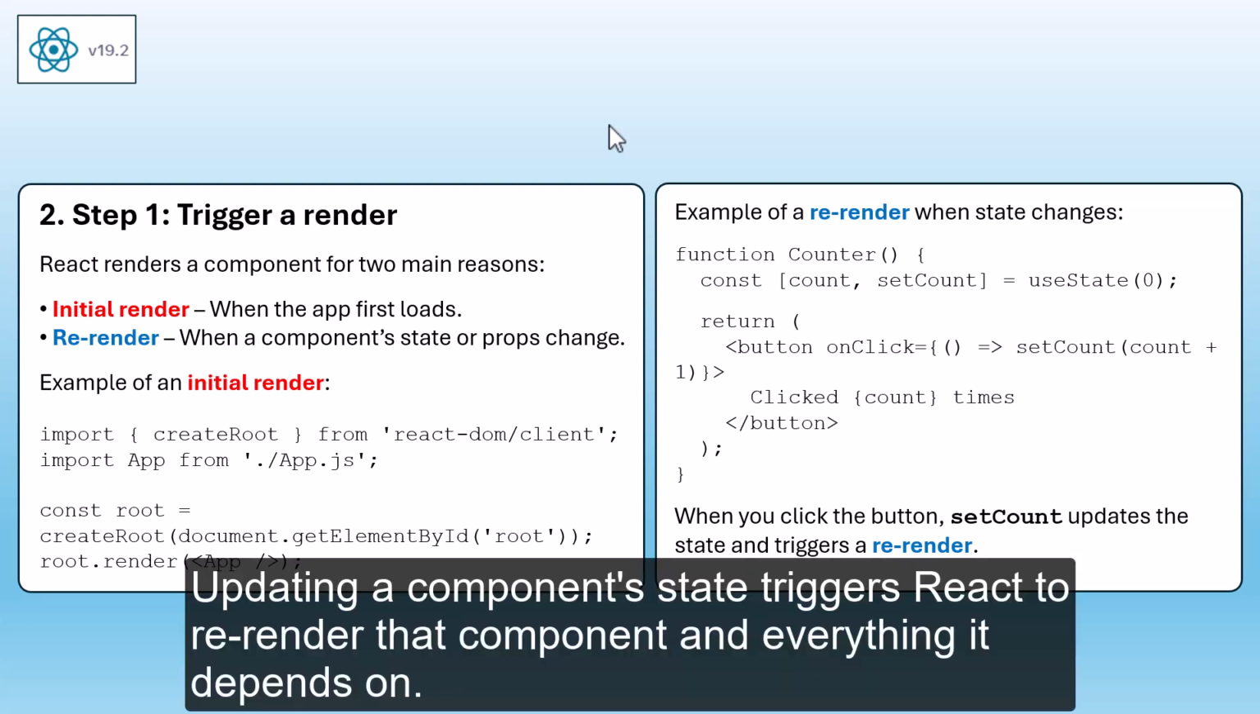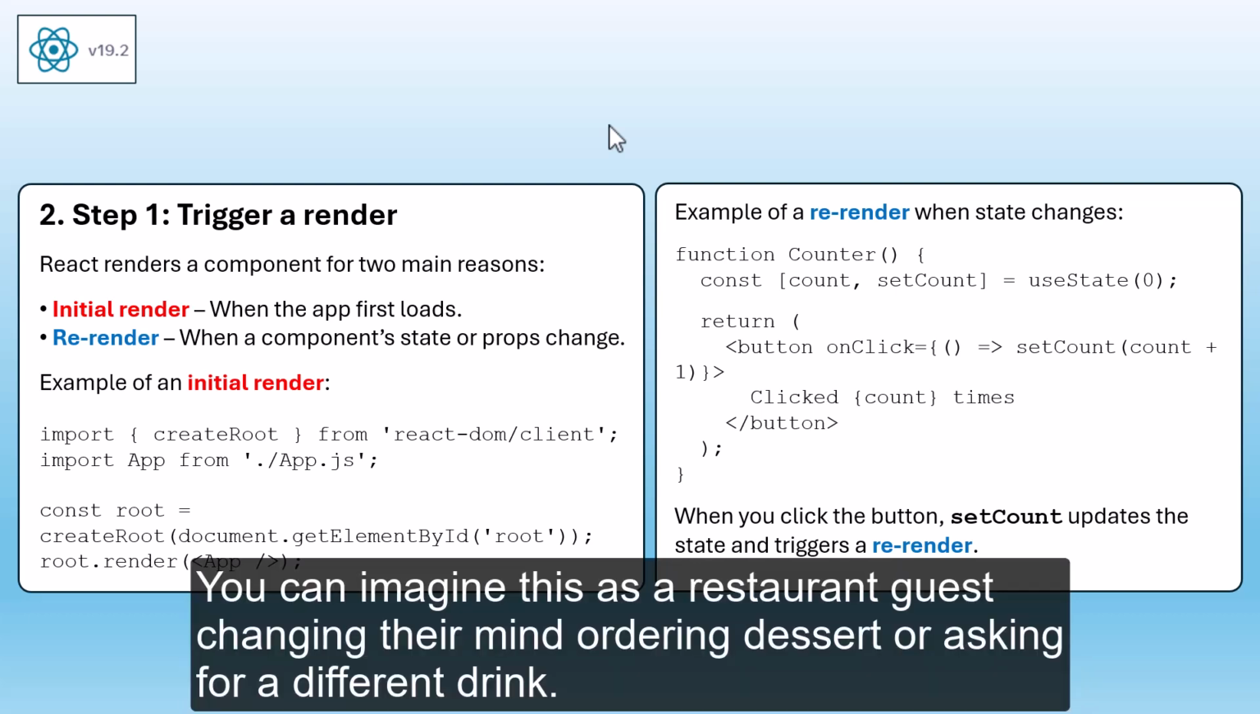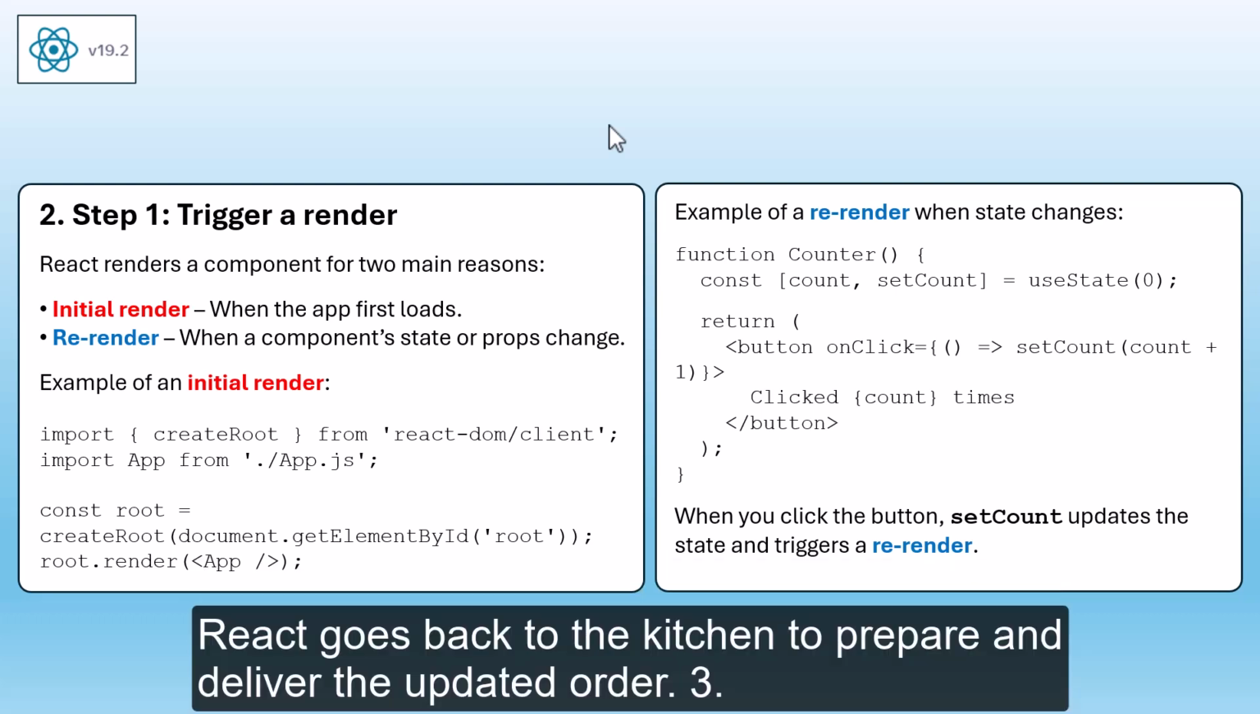Updating a component's state triggers React to re-render that component and everything it depends on. You can imagine this as a restaurant guest changing their mind, ordering dessert or asking for a different drink. React goes back to the kitchen to prepare and deliver the updated order.